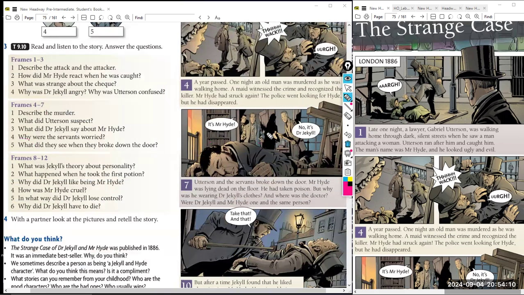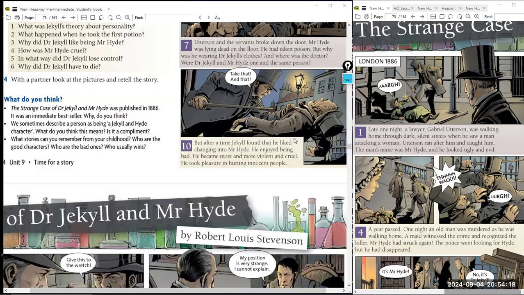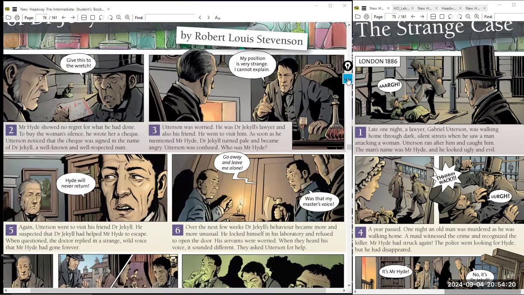Now, question number 4 is saying, why was Dr. Jekyll angry? Why was Utterson confused? So, why Dr. Jekyll was angry and why Utterson was really confused?